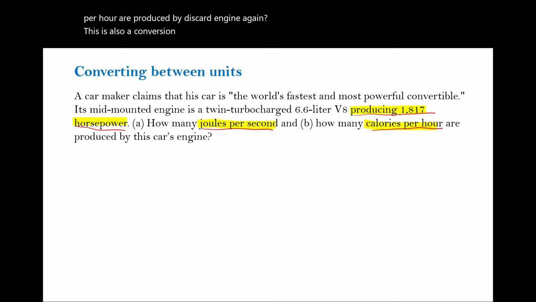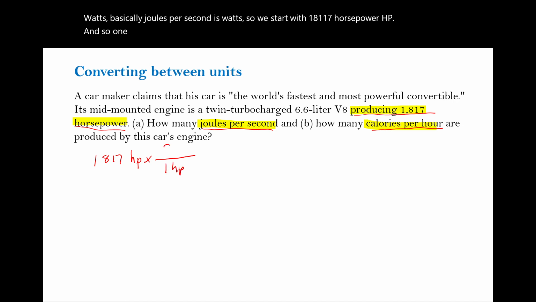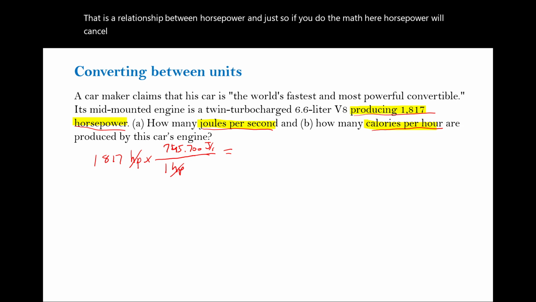We go from horsepower to watts. Basically, joules per second is watts. So we start with 1817 horsepower, HP, and 1 horsepower is 745.7 joules per second. That is a relationship between horsepower and joules. So if you do the math here, horsepower will cancel out, and you just do the math.